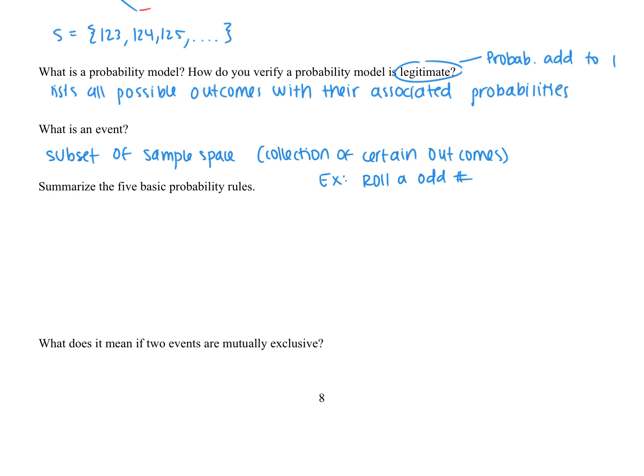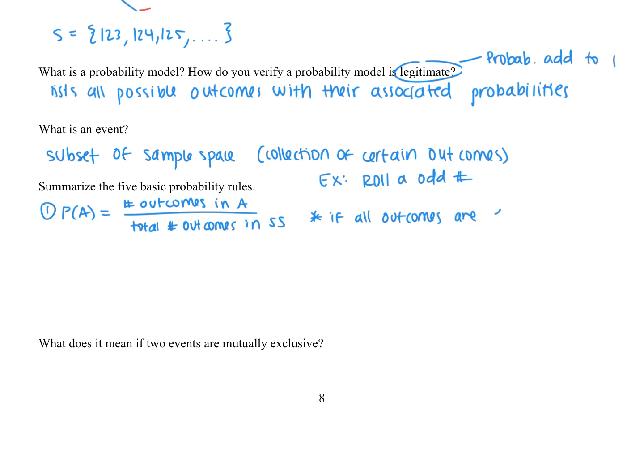Okay, 5 basic rules. The first rule is the probability of some event A is going to be the number of outcomes in A divided by the total number of outcomes in your sample space. Now, one little caveat. That is true only if all outcomes are equally likely.